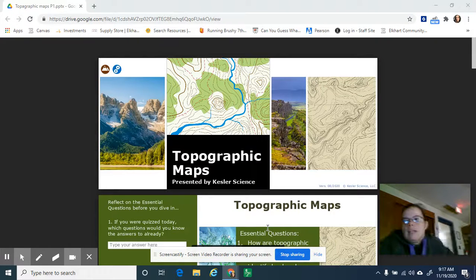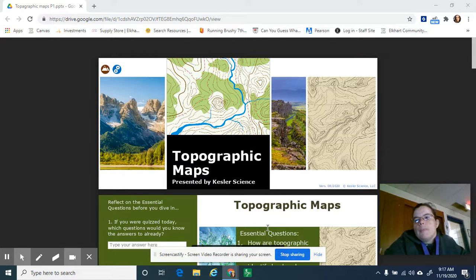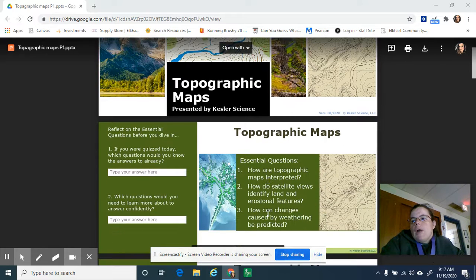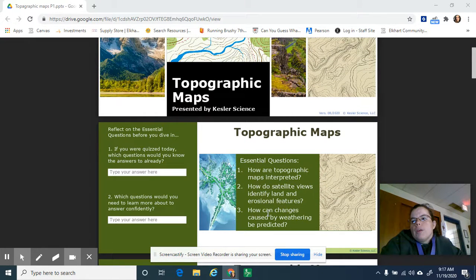Okay, hi. Today we are going to be working on topography maps. For our topography maps, our essential questions are: how are topographic maps interpreted? How do satellite views identify land and erosional features? How can changes caused by weather be predicted?